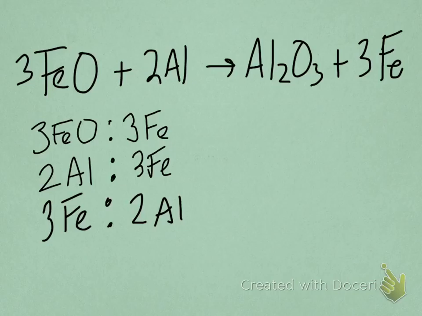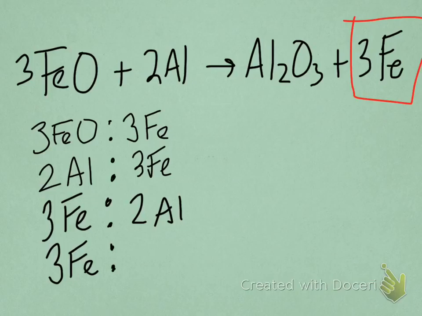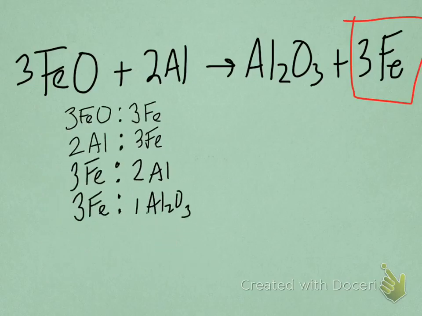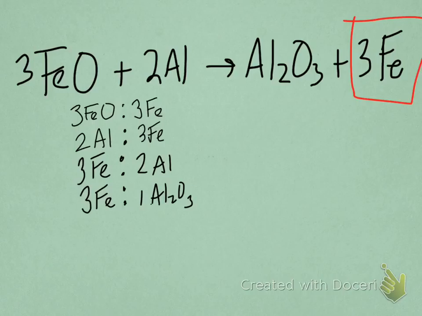So the product that you want here really is the iron. This is what you're after. For every 3 moles of pure iron that you generate, how many moles of the essentially waste product, the aluminum oxide, are you going to get out? 1. You're going to get 1 mole of aluminum oxide. So these are pretty easy. They're pretty intuitive. And they can go between any 2 things in the equation, and they can go in either direction.